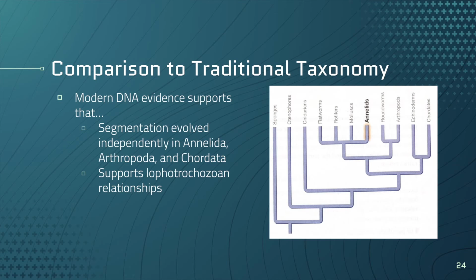However, recent DNA and molecular evidence has shed light on the origins of segmentation and suggests that segmentation, or metamerism, arose independently between annelids, arthropods, and chordates. That's the phylum that our species belongs to. We'll talk more about metamerism in part 2 of this video series.